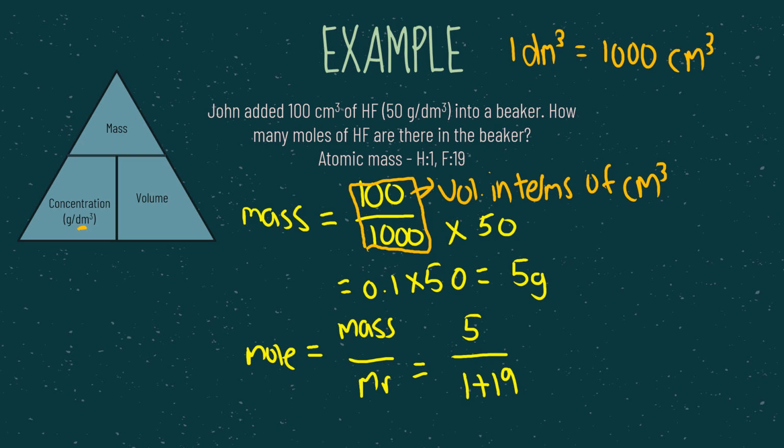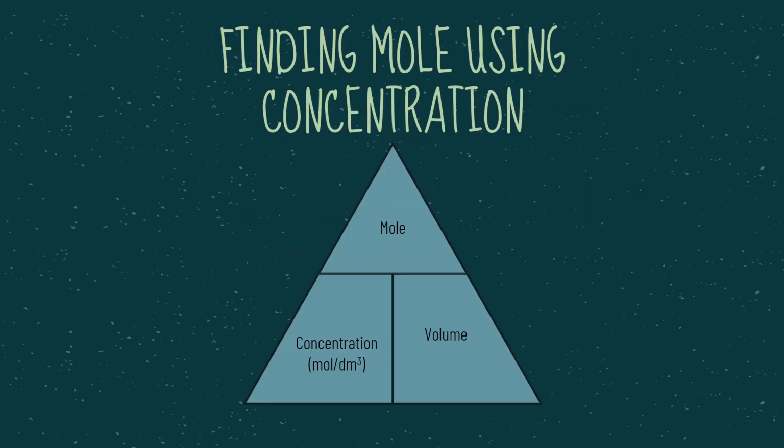Where do we get the values? The values can be found here. This is the atomic mass, or we can also find it in our periodic table. So this is equal to 5 over 20, and this is equal to 0.25 mole. So that is how we find the number of moles when we're given gram per dm cube. Now let's learn how to find mole when we're given in moles per dm cube.